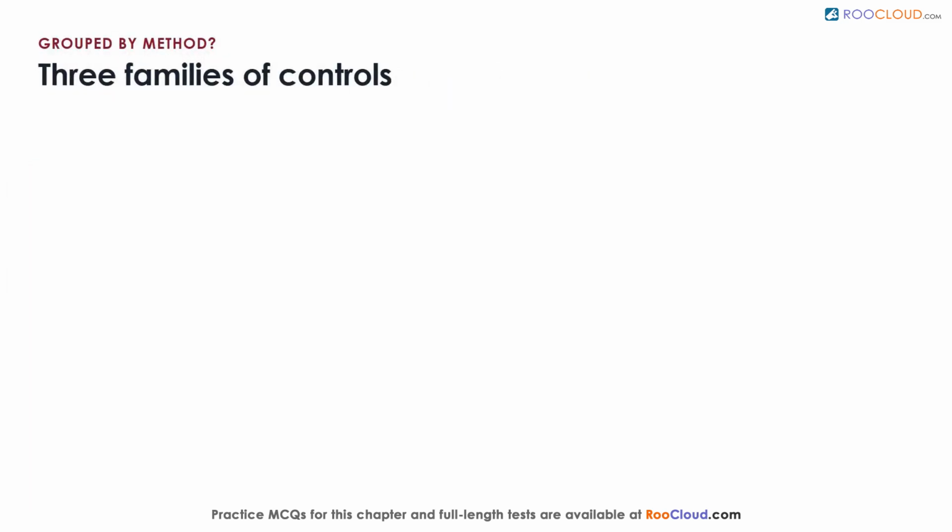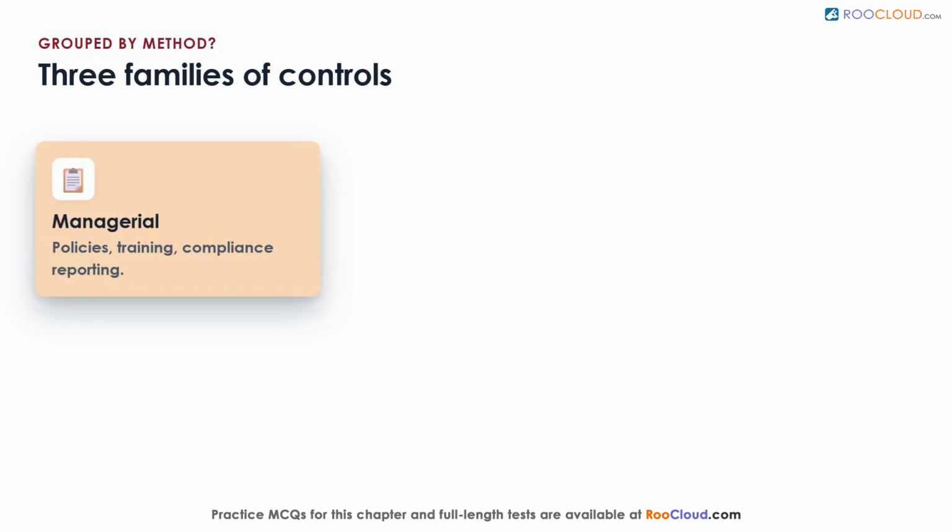How do we group controls by method? There are three families. What are managerial controls? These are the administrative ones: policies, procedures, training, and compliance reporting.